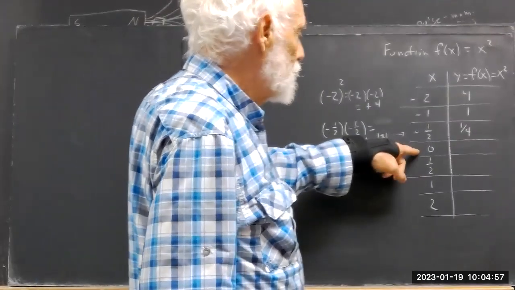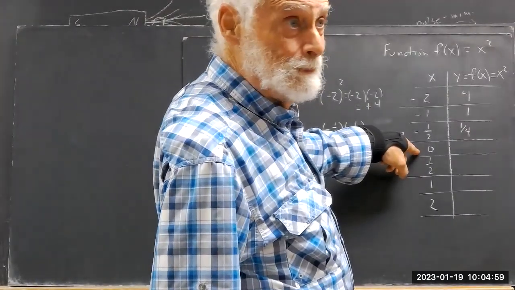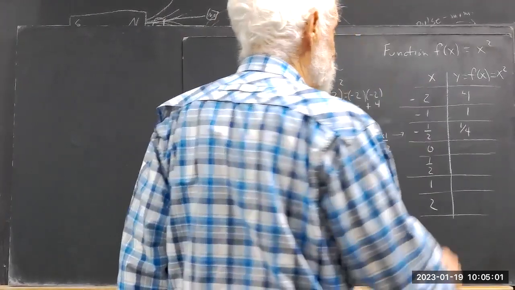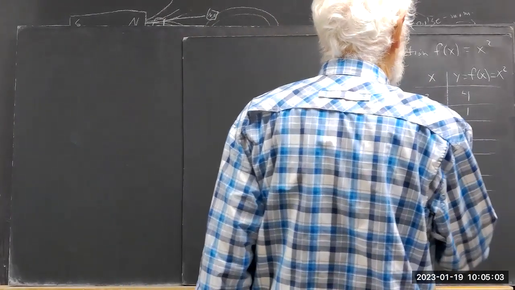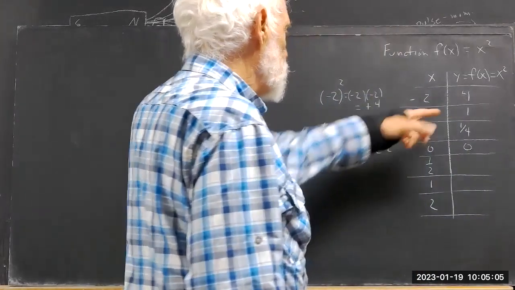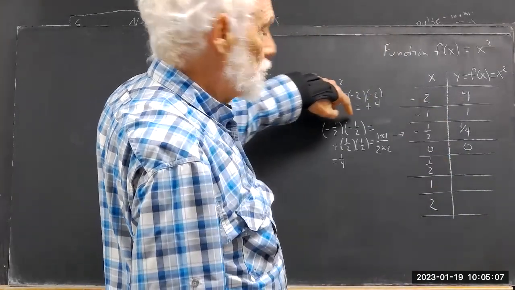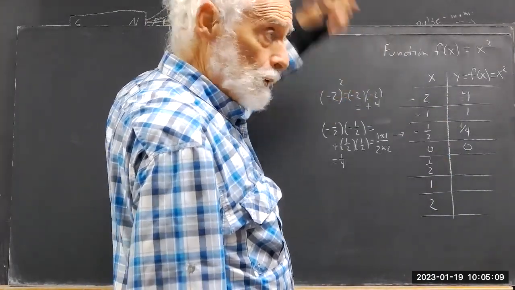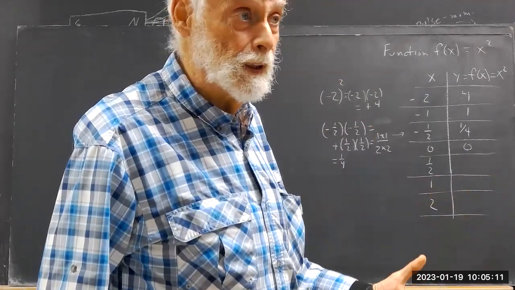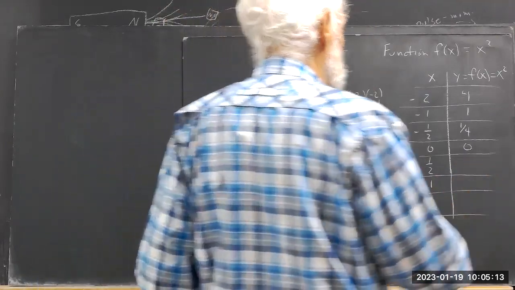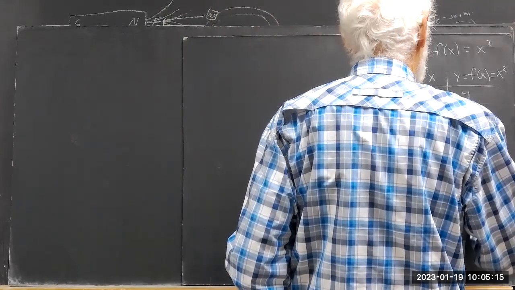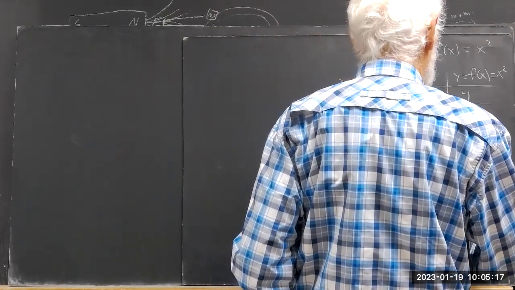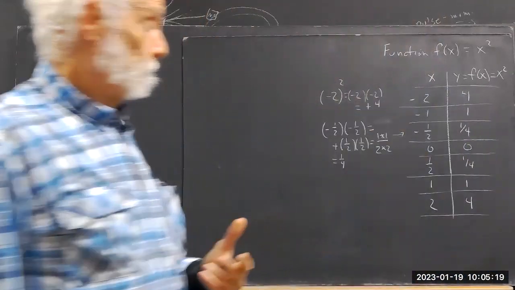Okay. Now 0 times 0, that's 0. 1/2 times 1/2, well, that's going to be 1/4. It's just like -1/2 times -1/2, except we don't have those negatives, we don't have to worry about that. Okay, so that's 1/4. And of course, 1 times 1 is 1, and 2 times 2 is 4.